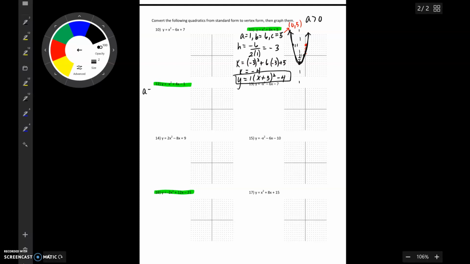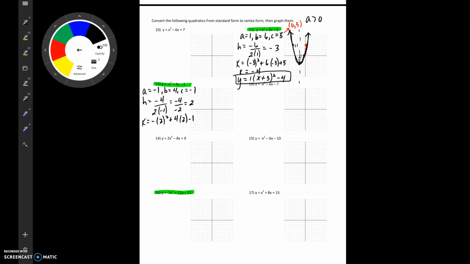All right, number 12. A is -1, B is +4, C is -1. All right, so the x-coordinate of my vertex, opposite of B, divided by 2a. So -4 divided by -2. That gives me an x-coordinate of +2. Now, I cannot stress enough, the order of operations has to be correct. I square 2 first, then I take the opposite of that. So negative 4 plus 8 minus 1, that would give me positive 3.